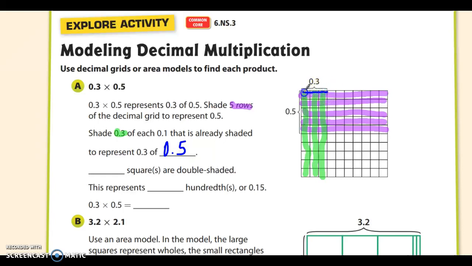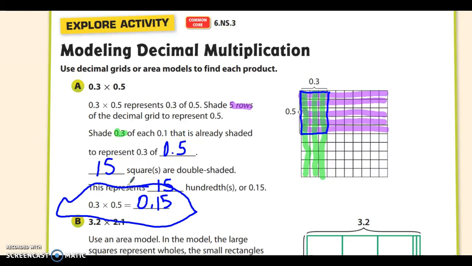So if you go and count these up, we've got a section of 3 by 5 that's double shaded. So that's 15 squares double shaded. This represents 15 hundredths, or 0.15. And so the final answer here, 0.3 times 0.5, is 0 and 15 hundredths. This is the final answer to that first problem. Alright, let's go to the bottom of the page.